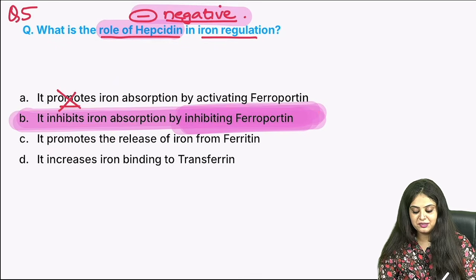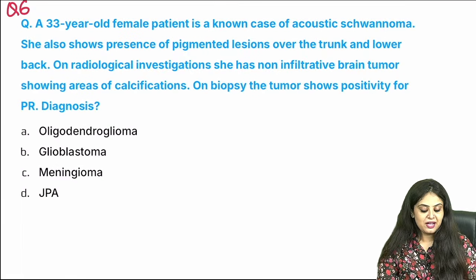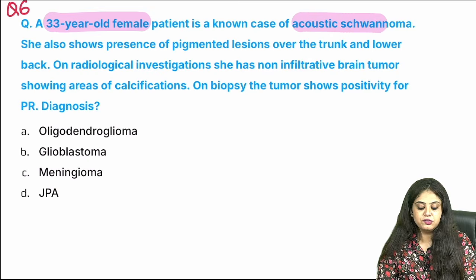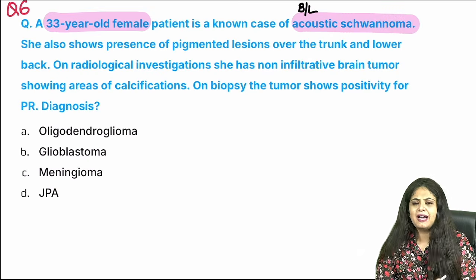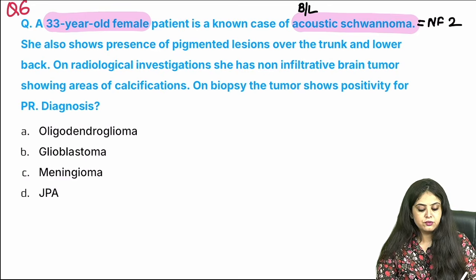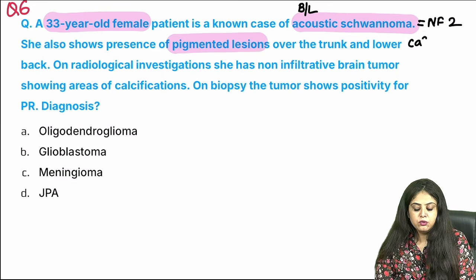Moving on to question number 6, which is a favorite with the students and the examiner, where you have a totally different organ, a 33-year-old female coming with the case of acoustic schwannoma. As soon as I say acoustic schwannoma, usually they talk about bilateral acoustic schwannoma. That is a syndrome known as neurofibromatosis 2. Further they have mentioned there are pigmented lesions present, because we know that neurofibromatosis 1 and 2 both show cafe au lait spots, so that is also going in favor.